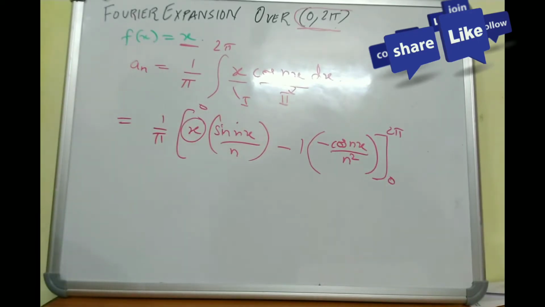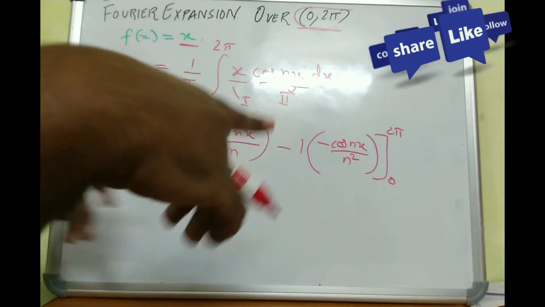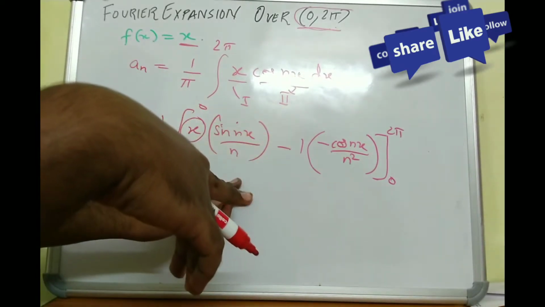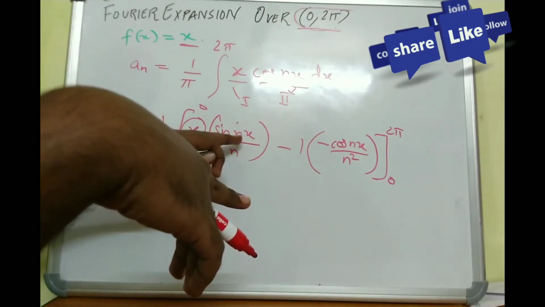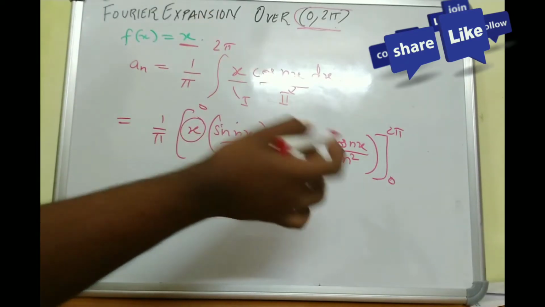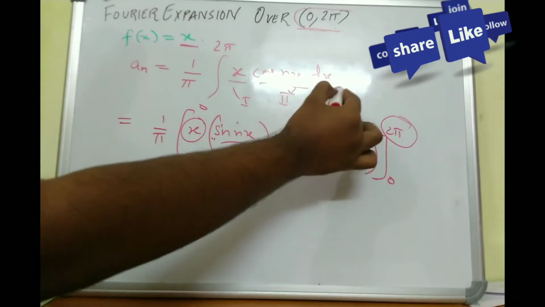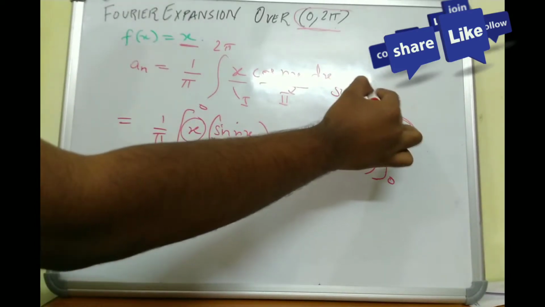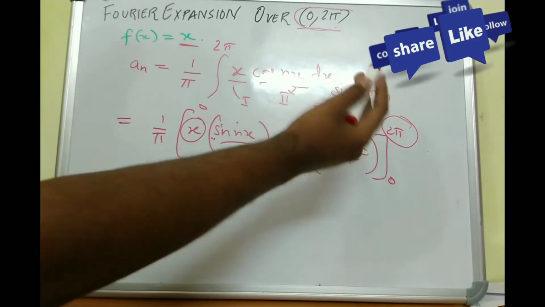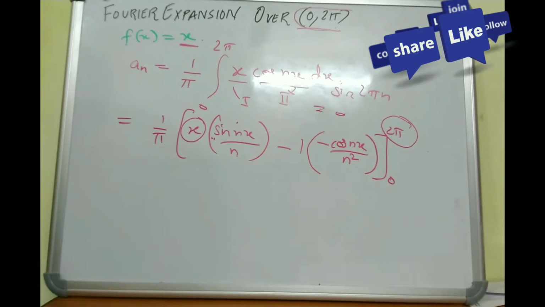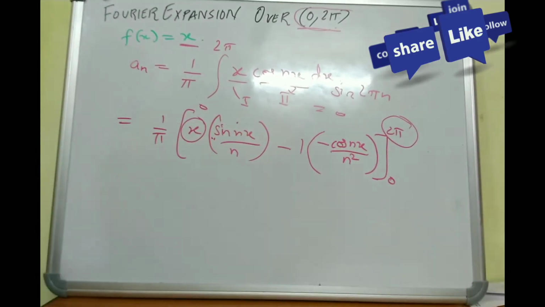Then what you have to do? Then you have to apply limits of 0 to 2 pi. So when you apply the upper limit, sine 2 pi n becomes 0. Remember, always when you apply 2 pi in the sine value, we know that it is sine 2n pi. Sine 2 pi is nothing but 0. So no need to substitute that. Upper limit minus lower limit.